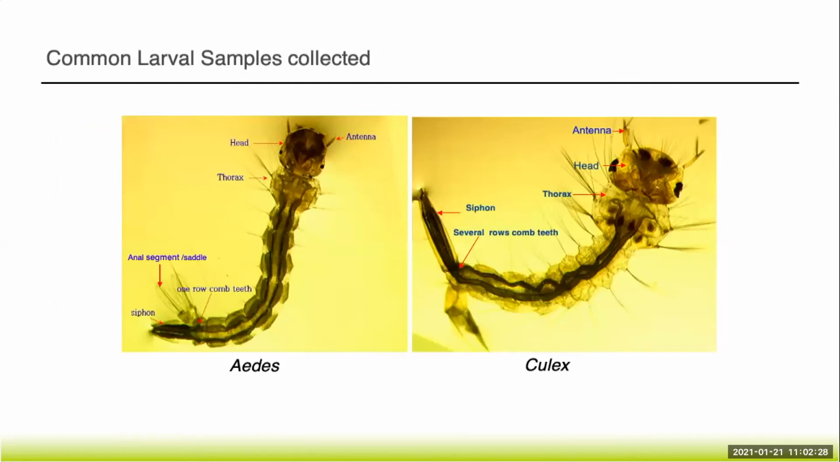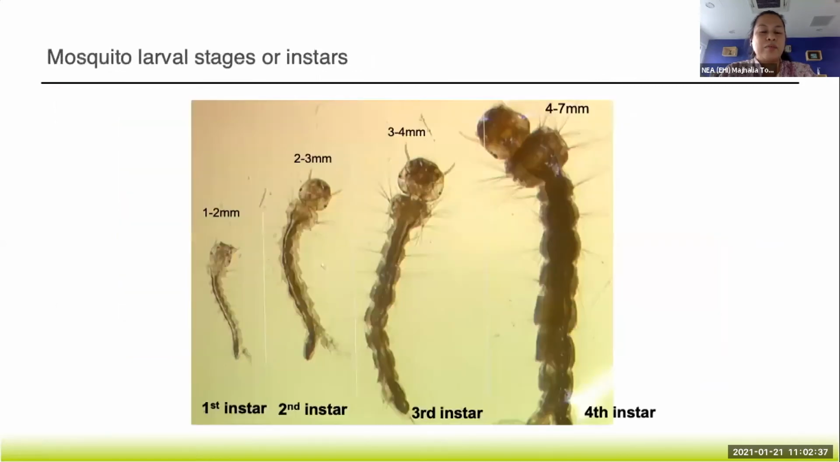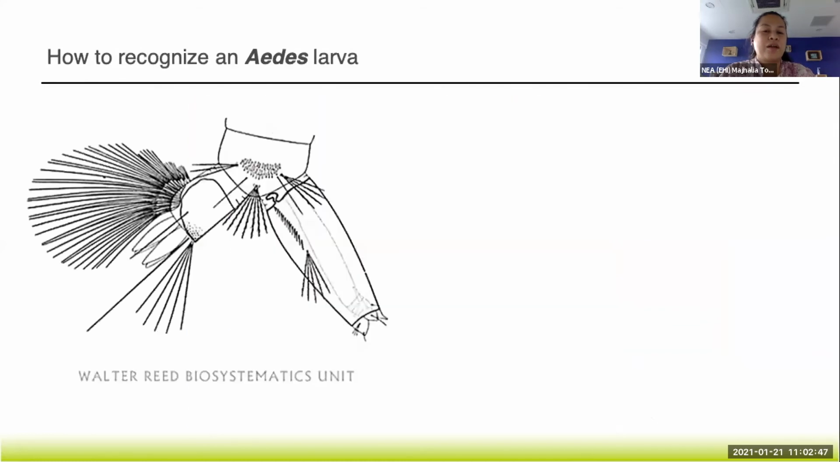So these are the common larvae that you'll find. So you'll have Aedes and Culex. I'm not saying this is what species, but these are the 2 that will usually be found. You have different instars. So you will have first instar, second instar, third instar. But the best to use will be the third and the fourth instars.